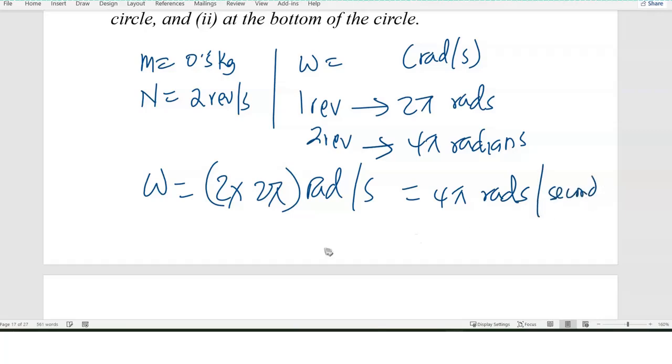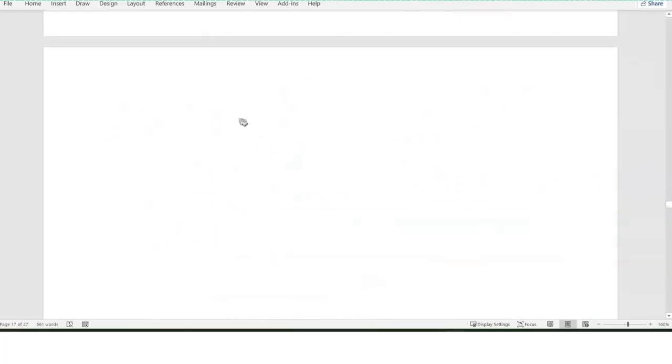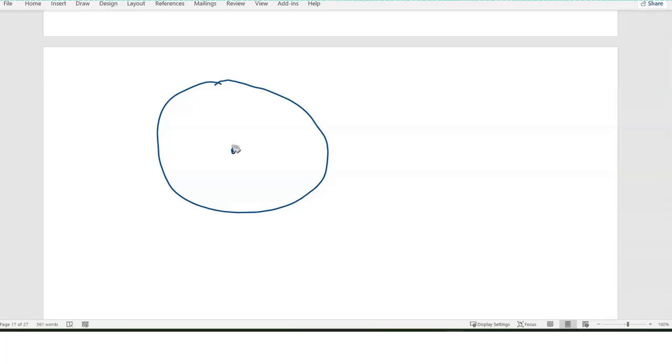radians per second. If the radius r is 1.2 meters, then find the tensions in the string when the body is at the top of the circle and at the bottom of the circle. So the system is like this. You are seated or standing here and whirling this body. When you whirl it, remember you are going to have your tension. Of course, the tension is always going to be in the string. So this is going to be T.